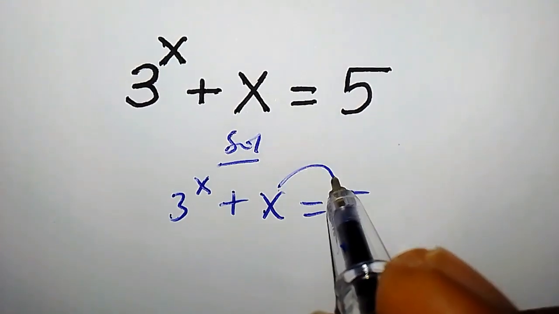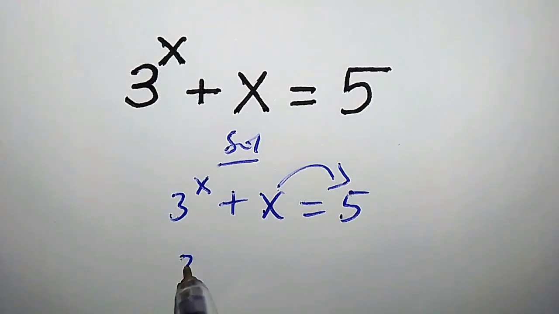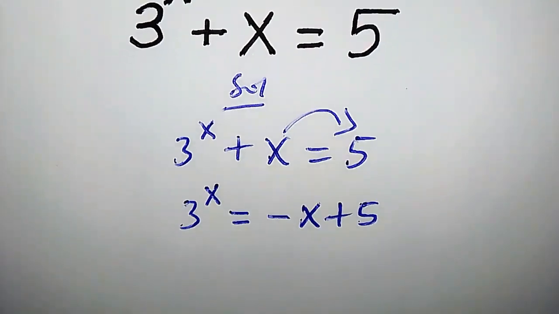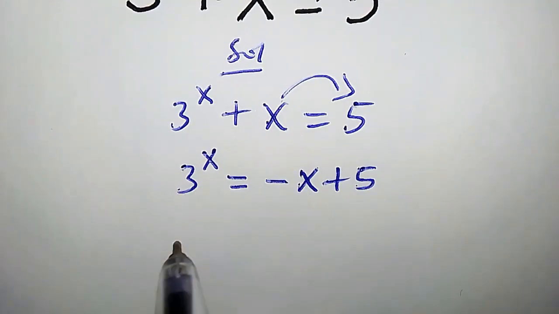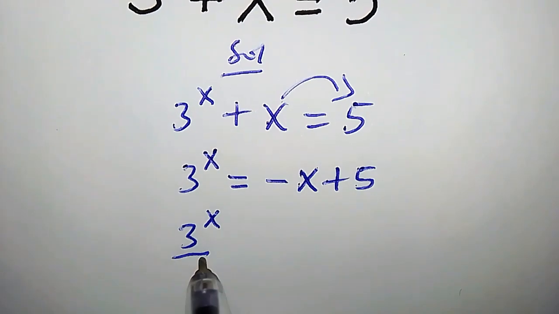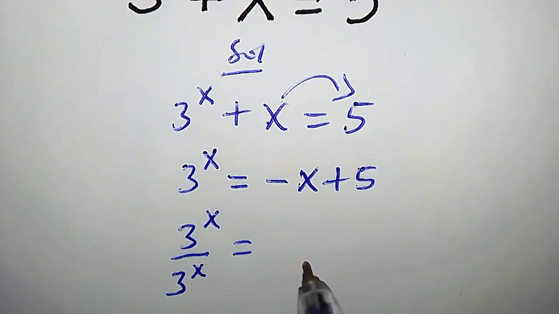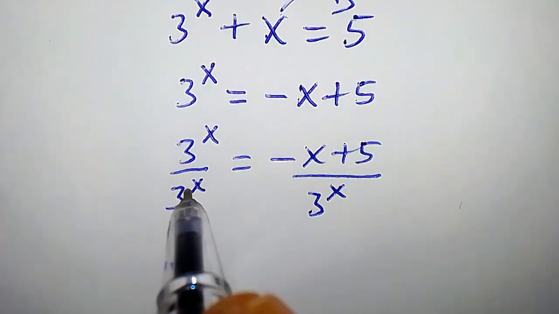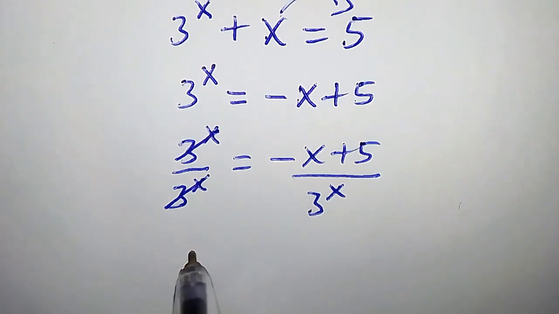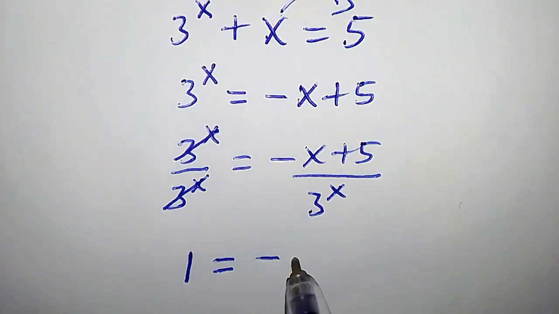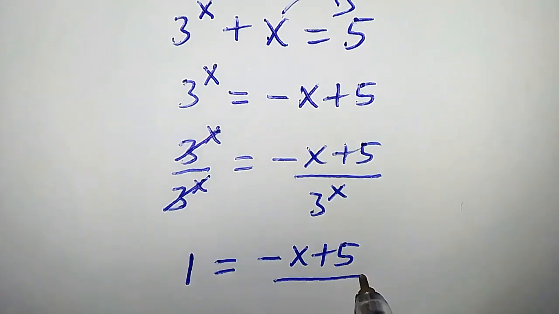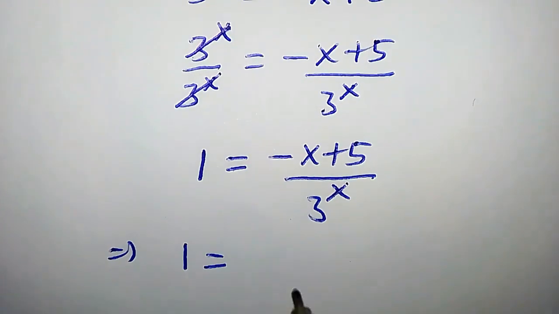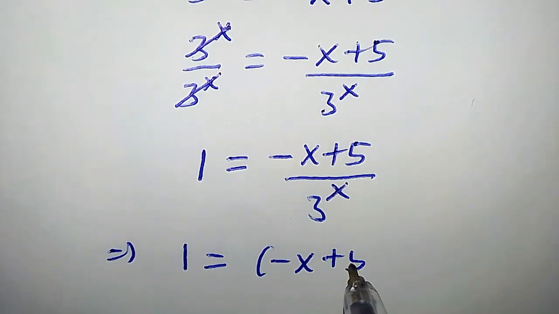Suppose we transfer this guy to the right hand side, we're going to have 3 to the power of x equals negative x plus 5. Dividing both sides by 3 to the power of x, we're going to have 3 to the power of x over 3 to the power of x equal to negative x plus 5 over 3 to the power of x. Clearly, this cancels out, so we have 1 equal to negative x plus 5 over 3 to the power of x. This implies that 1 is equal to negative x plus 5.